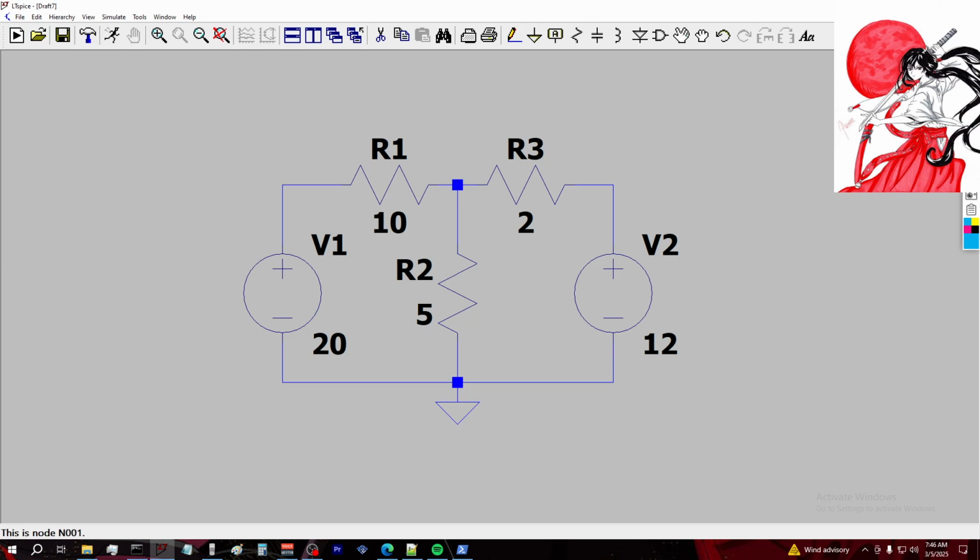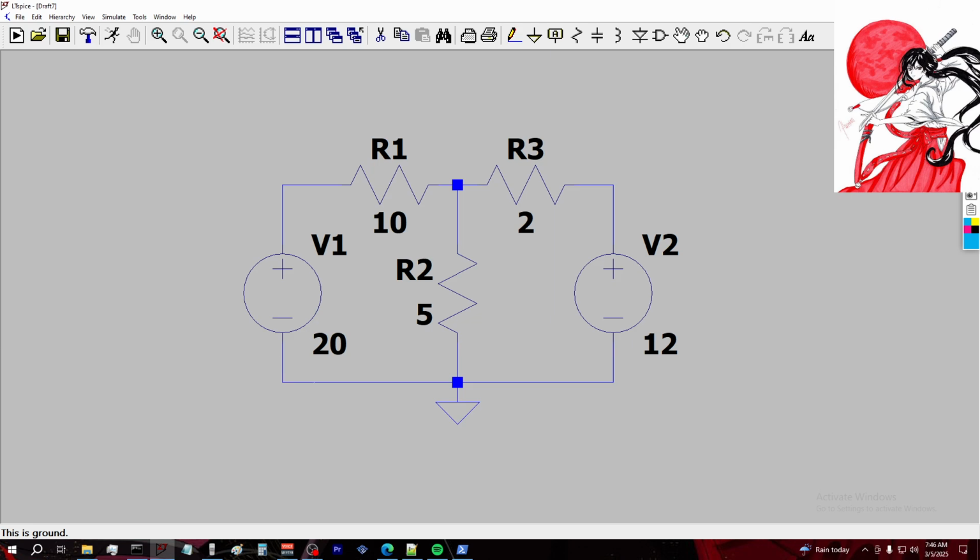Let's look at this node right here. With this wire, this node, this point, whatever you want to call it, there's only two circuit elements: a resistor and the positive terminal of the battery. There's only two circuit elements joined here. So this node is not an essential node because an essential node needs to have three or more circuit elements.